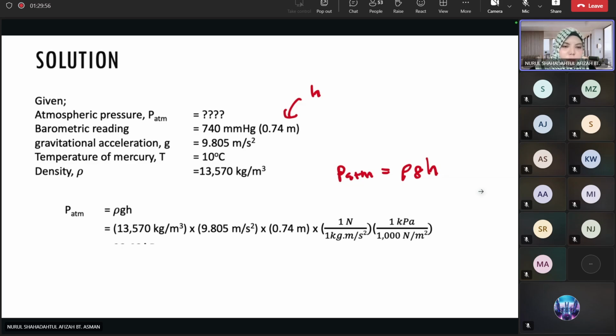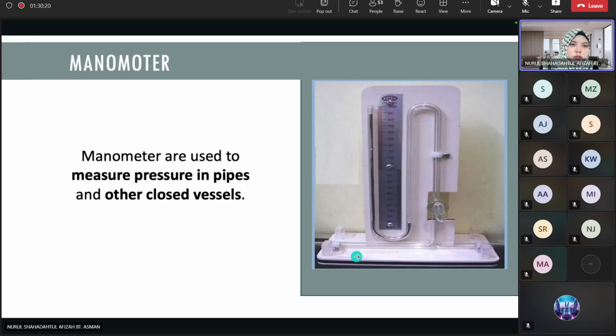Okay, just update the values. Density 13,570, gravity 9.805, so height 0.74. Don't forget to change the unit, convert the unit, so that you get Pascal. 98.46 kilopascal. Okay, good. So next, manometer.